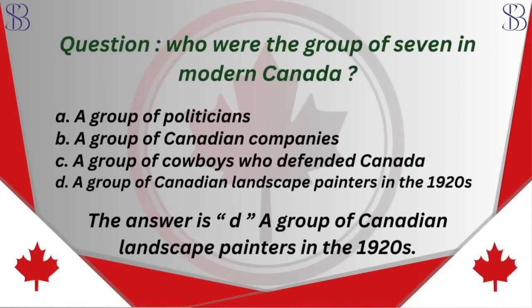Question: who are the Group of Seven in modern Canada? A. A group of politicians. B. A group of Canadian companies. C. A group of cowboys who defended Canada. D. A group of Canadian landscape painters in the 1920s. The answer is D. A group of Canadian landscape painters in the 1920s.